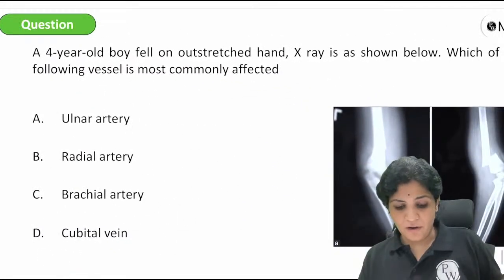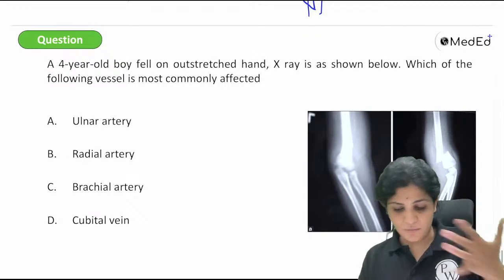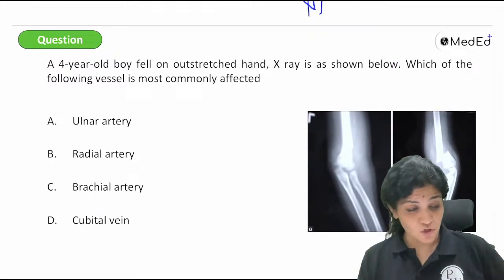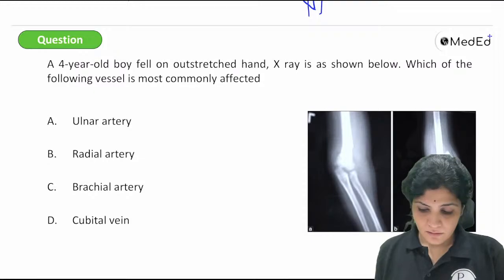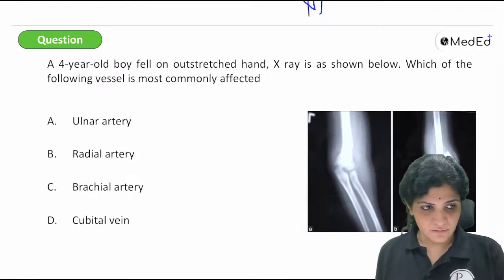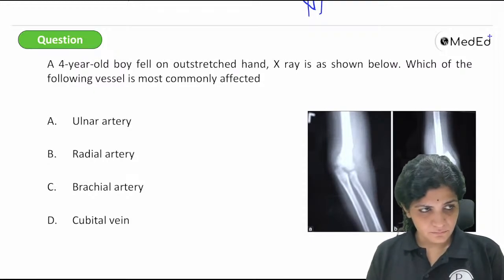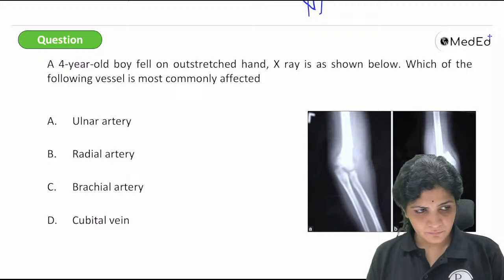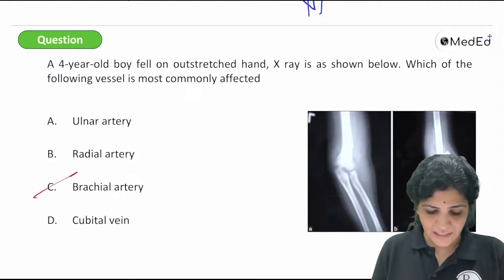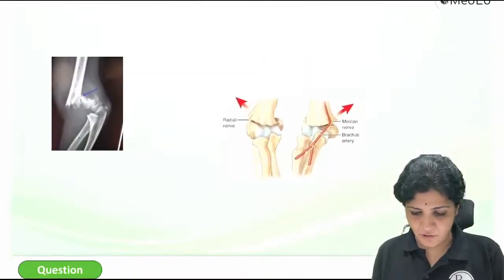A 4-year-old boy fell on an outstretched hand. X-ray. So this we dealt with yesterday. Which vessel is most commonly injured here? Come on, this I need answered. Is it ulnar, radial, brachial, cubital vein? Yes, very good. The brachial artery. Yesterday we discussed in detail about the brachial artery.